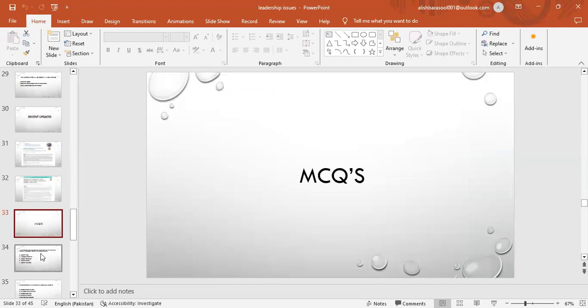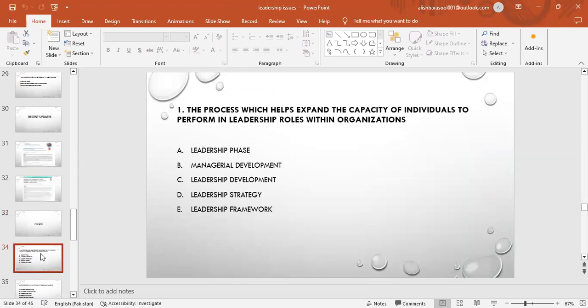Now it's time for MCQs. Number 1, the process which helped expand the capacity of individuals to perform in leadership roles within the organizations. A, leadership phase. B, managerial development. C, leadership development. D, leadership strategy. Or E, leadership framework. C. Yes, C is the right answer. It's leadership development.